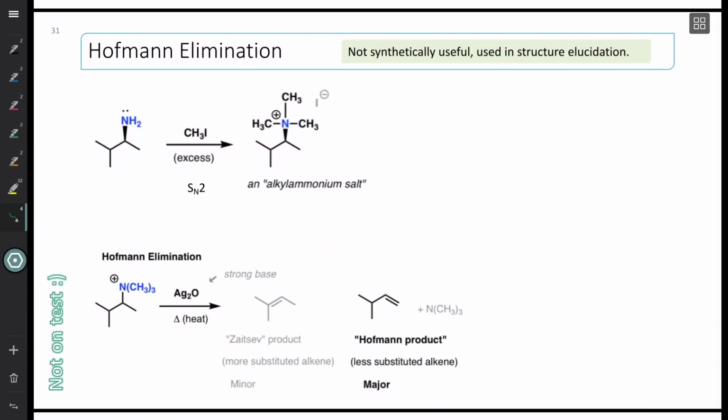Okay, so this last one is the Hofmann elimination. It's in your book, and I think you should have covered it a little bit in Organic 1. It's not a super useful reaction, so I'm not going to test you on it, but I did want to say that, this is ACS content, so I want to show it to you.